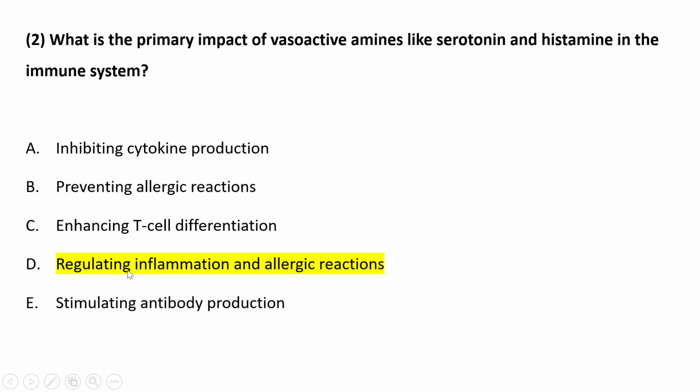Then the next option is regulating inflammation and allergic reaction. So yes, this is the correct function of serotonin and histamine, because histamine triggers inflammation by causing blood vessels to expand and become leaky, allowing the immune cells to reach the site of infection. And serotonin also plays a role in immune cell movement and cytokine release by the mechanism we have discussed, chemotaxis. So these both have a role in inflammation and allergic reaction. And stimulating antibody production, no, antibodies are produced by B cells, and serotonin and histamine have no direct role in antibody production. So the correct answer is regulating inflammation and allergic reaction.